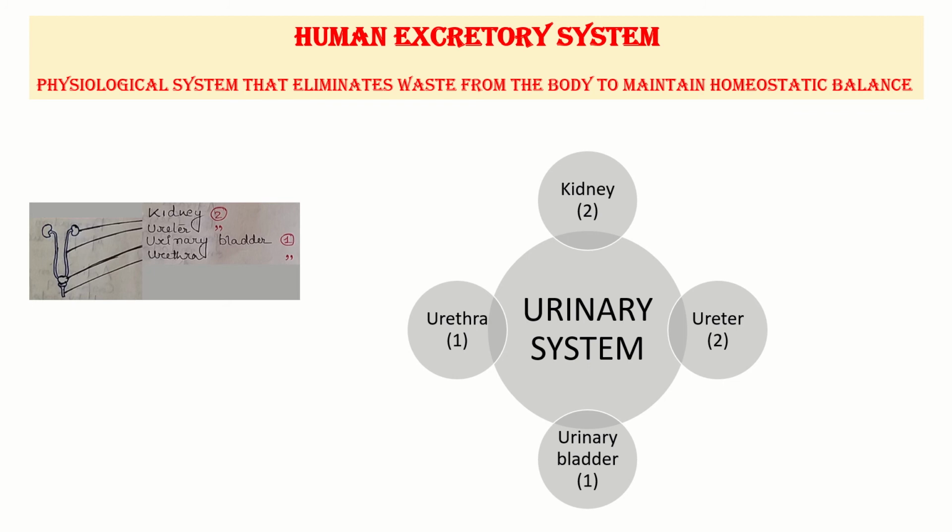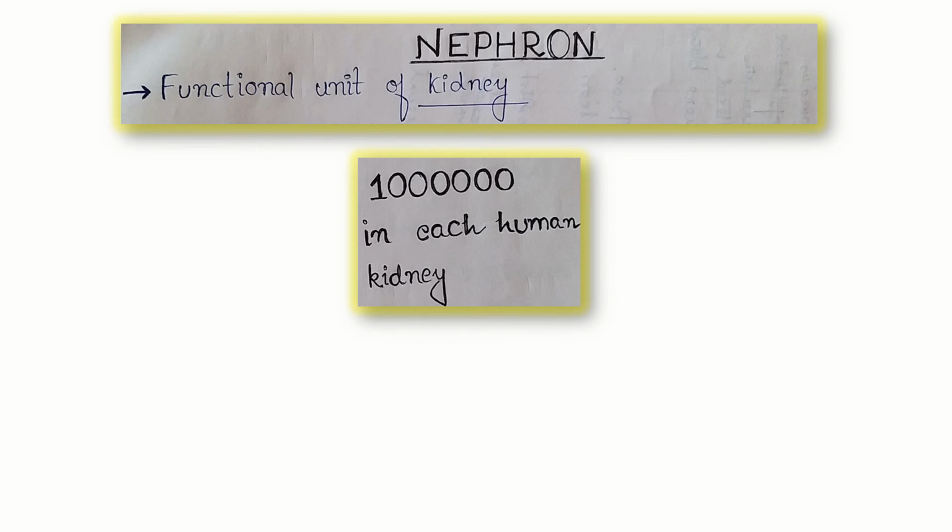Let's just briefly know what the functions of our excretory system are. It is crucial in maintaining internal homeostasis. Apart from detoxifying your body, it maintains the internal homeostasis. Okay. So let's quickly talk about the functional unit of the kidney. Nephron is known as the functional unit of the kidney. Do you have any idea how many nephrons there are in one kidney?